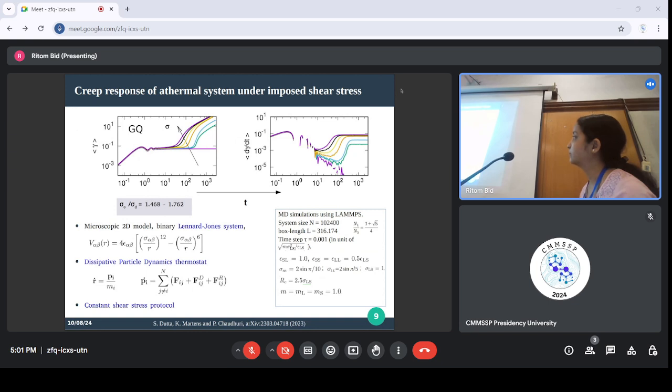With that, and using a well-annealed GQ state, they have studied the macroscopic behavior in terms of strain and strain rate evolution. As I have already mentioned, for the athermal system, below the yield stress, the system is found to get arrested with some constant strain value, and above the yield stress, it flows. The corresponding strain rate shows non-monotonic behavior, where below the yield stress it decays following some power law, and above the yield stress it ultimately reaches the steady state flow.